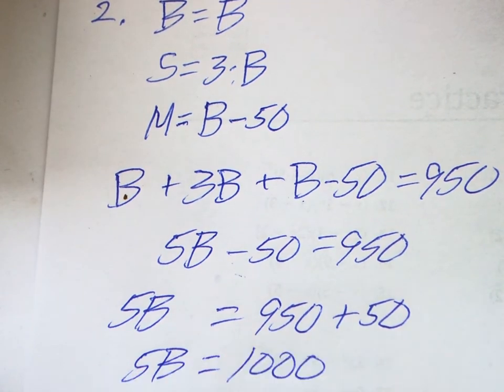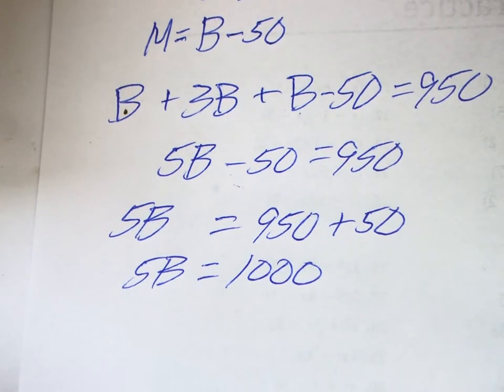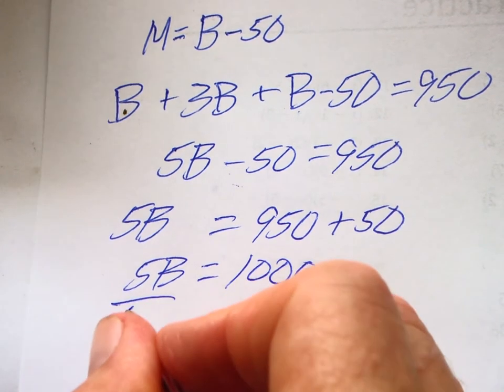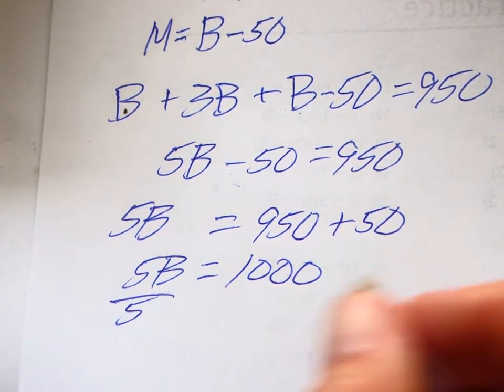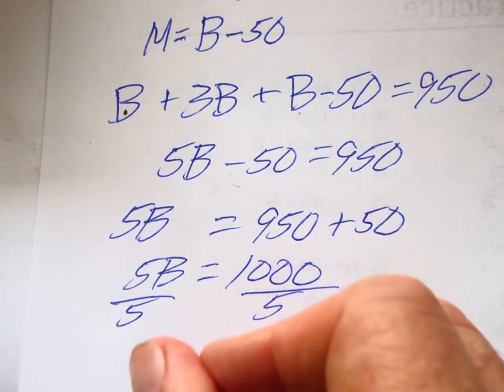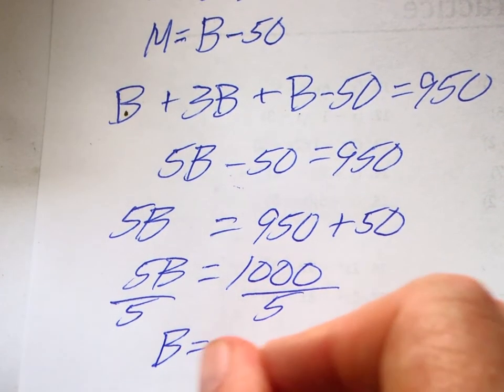How do we get B? We want 1B, so we're going to divide by 5, and that'll give us 1B. 5 divided by 5 is 1. But that means we divide this side by 5. We end up with B is equal to 200.